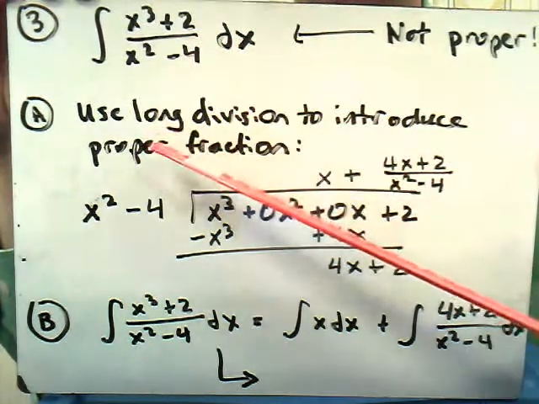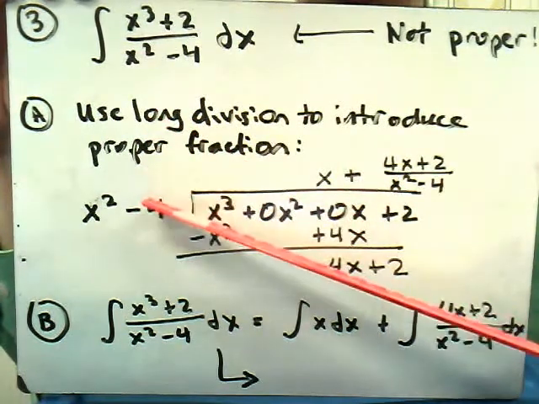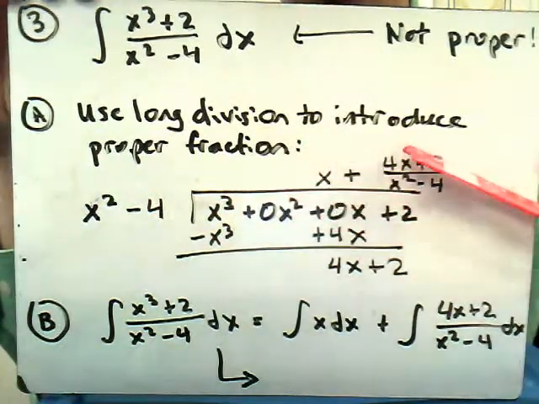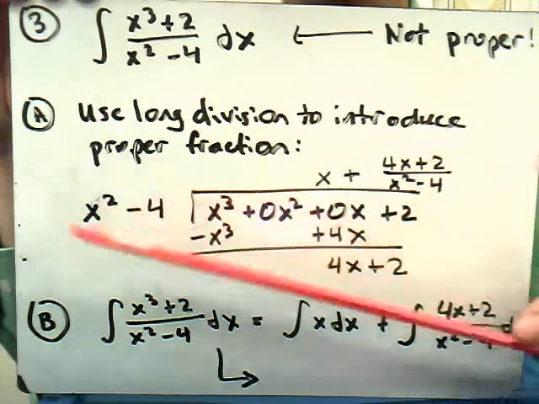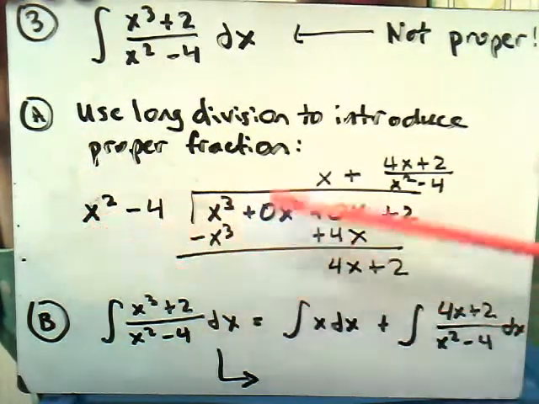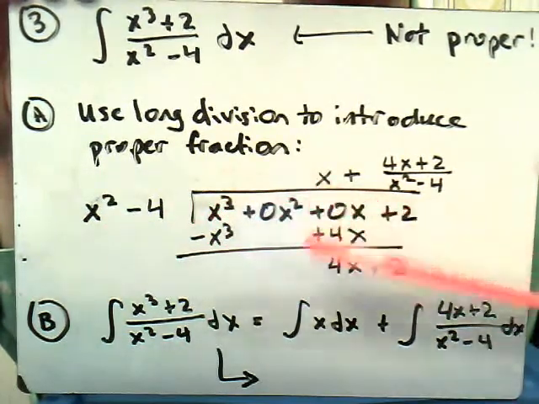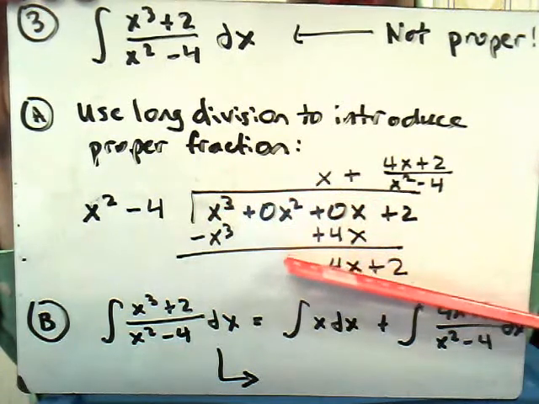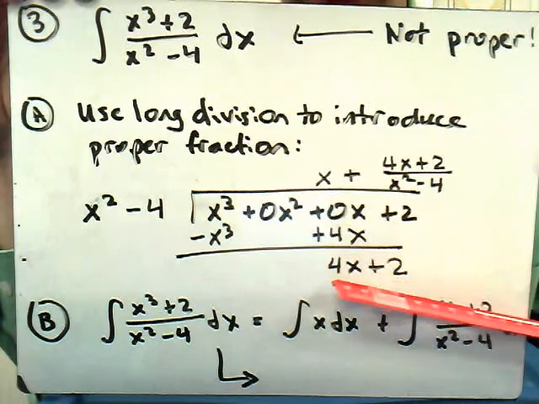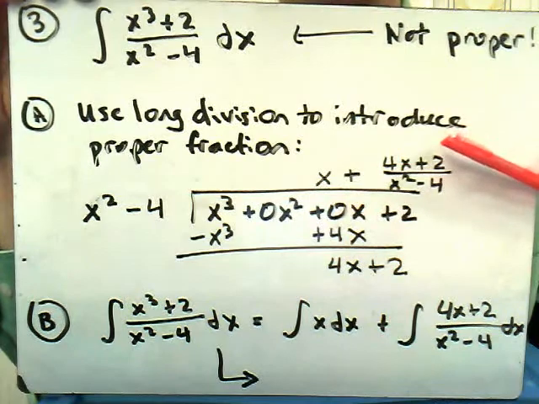So in order to introduce that proper fraction, we'll use long division, which, as we'll see in just a minute, will produce a regular function and our fraction. So if you'll remember, in long division, we divide x squared minus 4 into x cubed plus 2. X squared goes into x cubed x times. We perform our subtraction, just as with regular long division, and find out that we're left with a remainder of 4x plus 2. The 4x plus 2 will then just go over our denominator here.